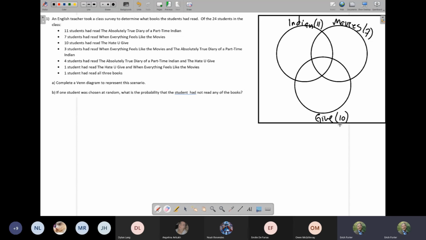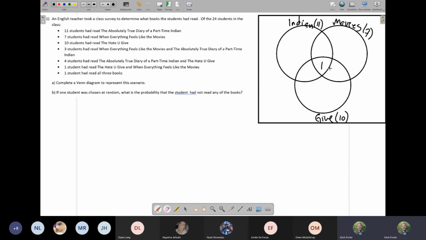Now, the next thing we do is look through all of the information we're given, and see if any of the information tells us about what's in the center, because the center is really a key piece of information. If we have that, it simplifies the process of doing the Venn diagrams considerably. So we read through and we see that the very last item they give us is that one student has read all 3 books. So we can put that in the middle.